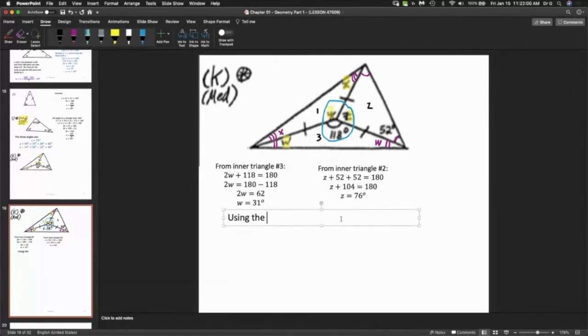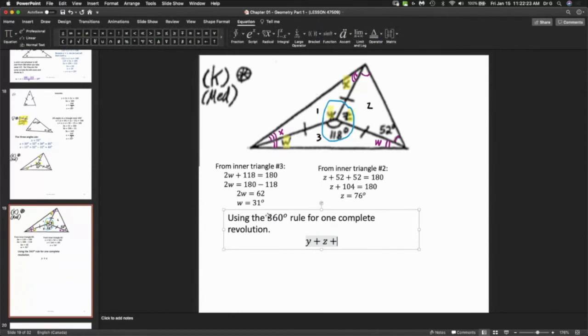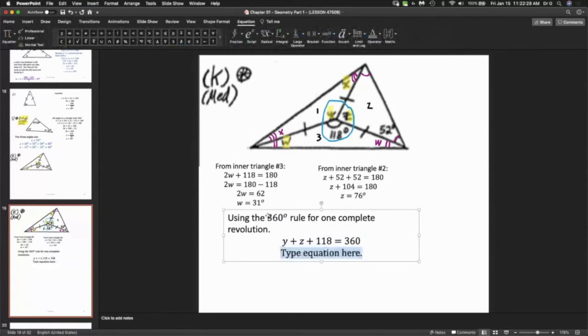360. Yeah, that's right. 360, okay? That's a little tricky one. So y plus z plus 118 equals 360. And we know what z is, so that's y plus 76 plus 118 equals 360.